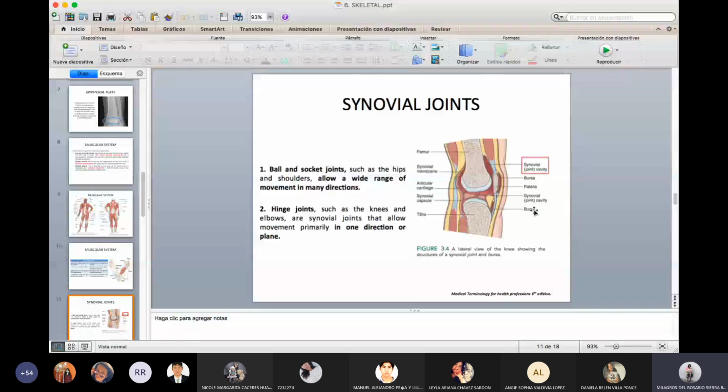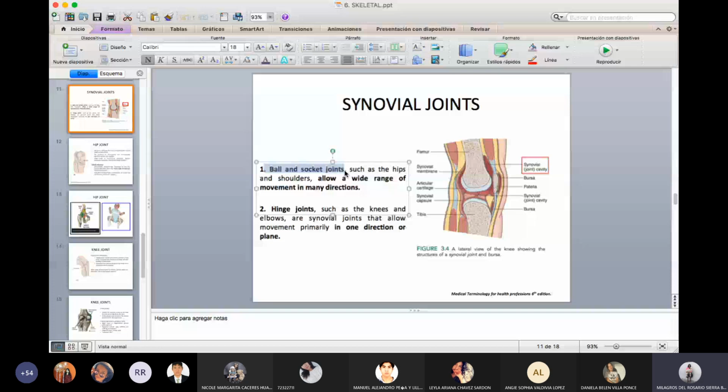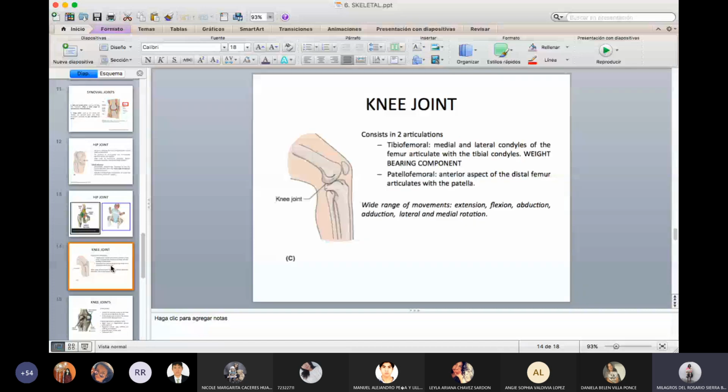Dorsiflexion is when you bend the foot upward at the ankle, and plantar flexion is when you bend it downward. Then you can talk about the joints. You have two different types: ball and socket, which is very typical, for example, in the hip, and hinge joint, which is typical in the knee. The difference between these is the range of movement. Ball and socket has multiple directions, and hinge joints usually only allow extension and flexion.